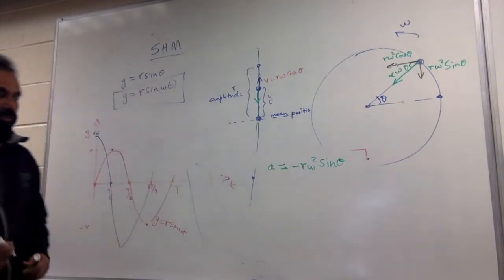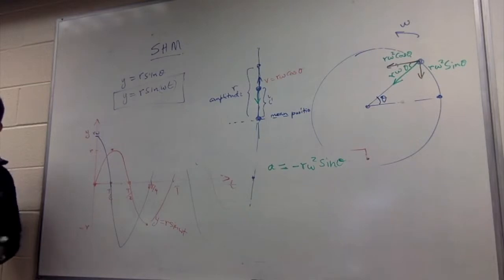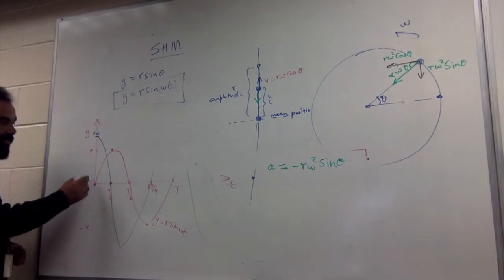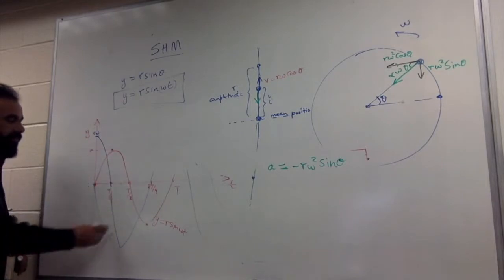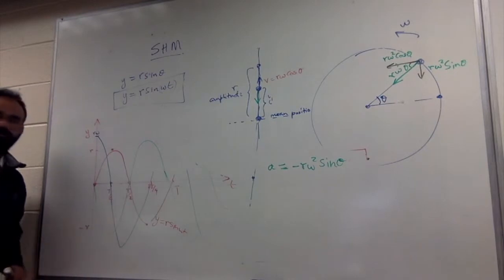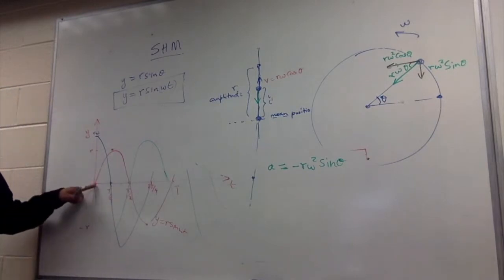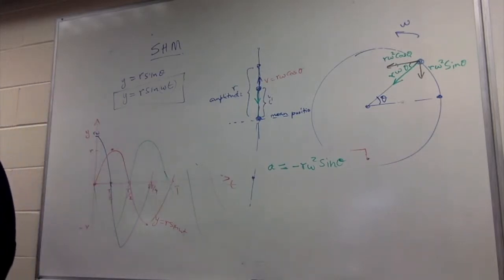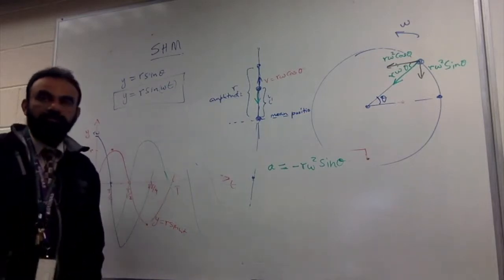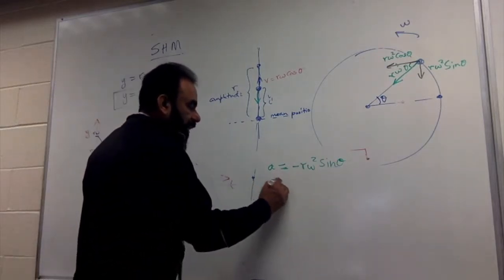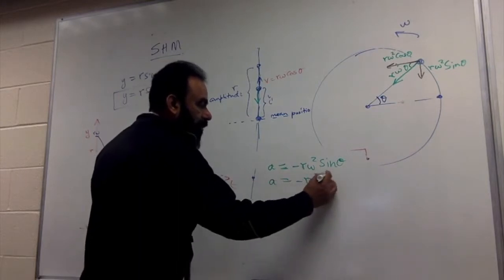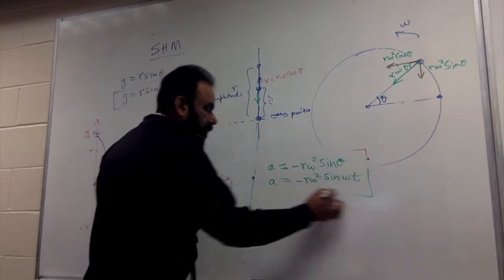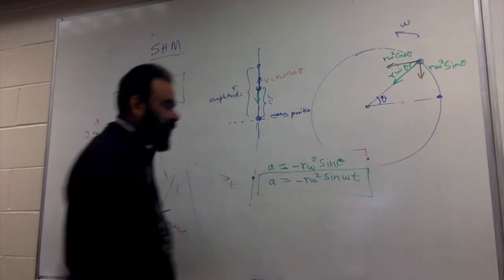What kind of a graph can you expect for acceleration? Negative sign. So the graph is going to look like this, opposite of this red one. It's just the opposite of the displacement graph. Again, we can write it as acceleration is minus r omega square sine omega t. That is your acceleration in simple harmonic motion.